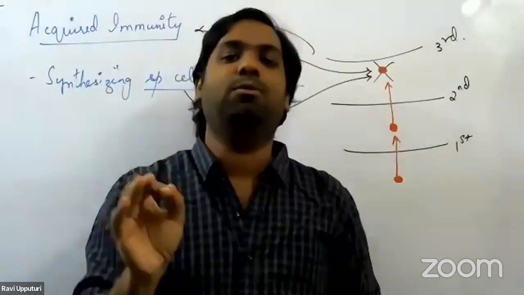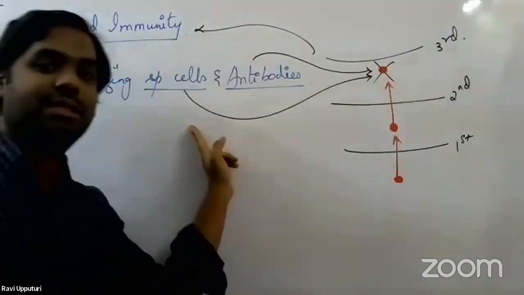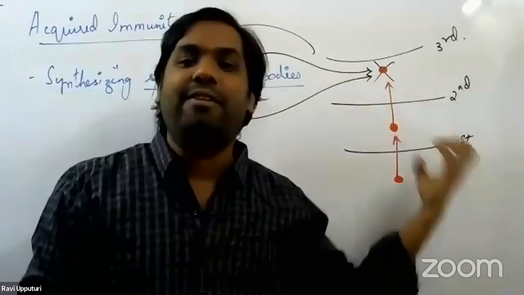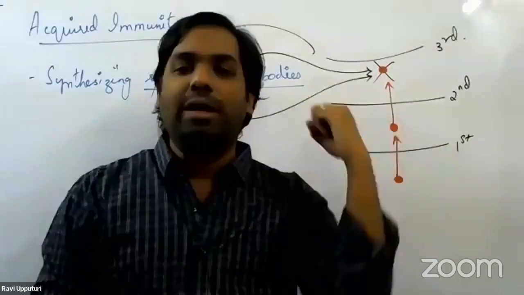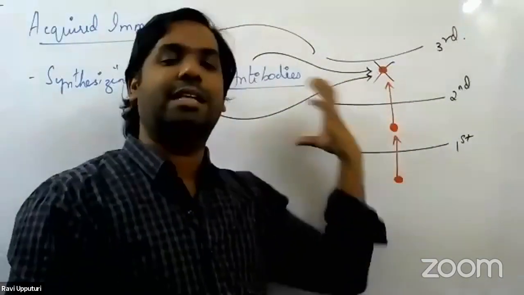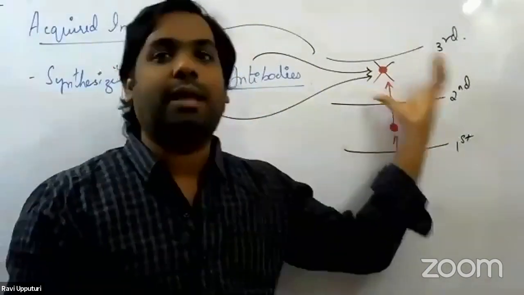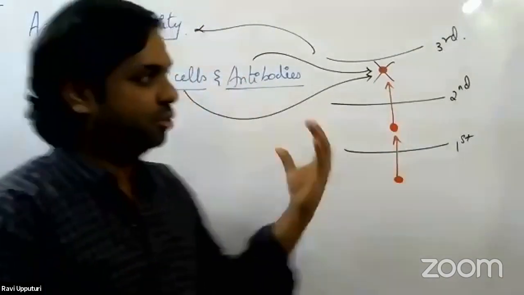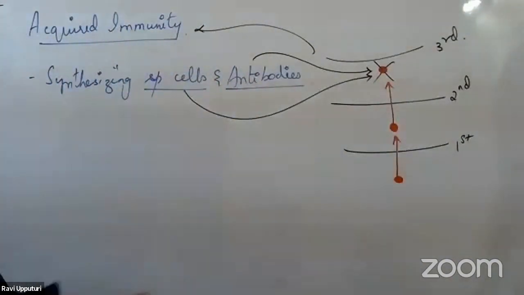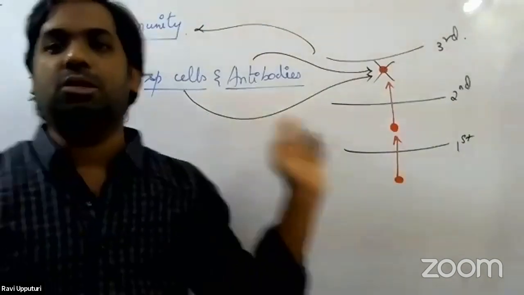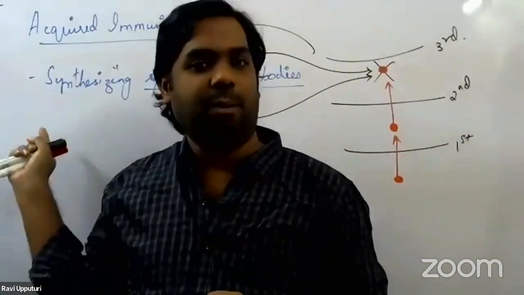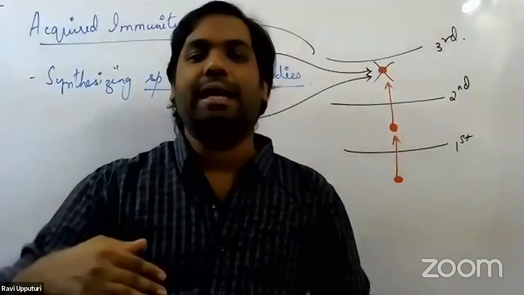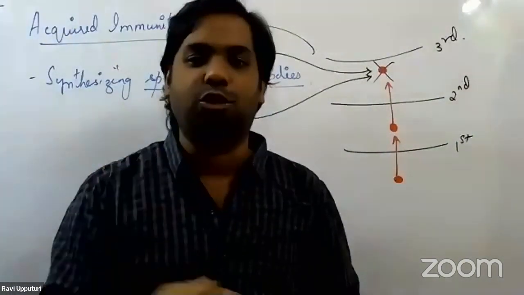Why does it take time to start its action? Because it has to synthesize the specialized cells as well as the antibodies, and their activation also has to happen. Only then will those active cells and antibodies be able to target this particular pathogen. Now, getting into some more details: we said that the third line of defense starts synthesizing certain specific cells as well as antibodies. So how exactly does the third line of defense function?